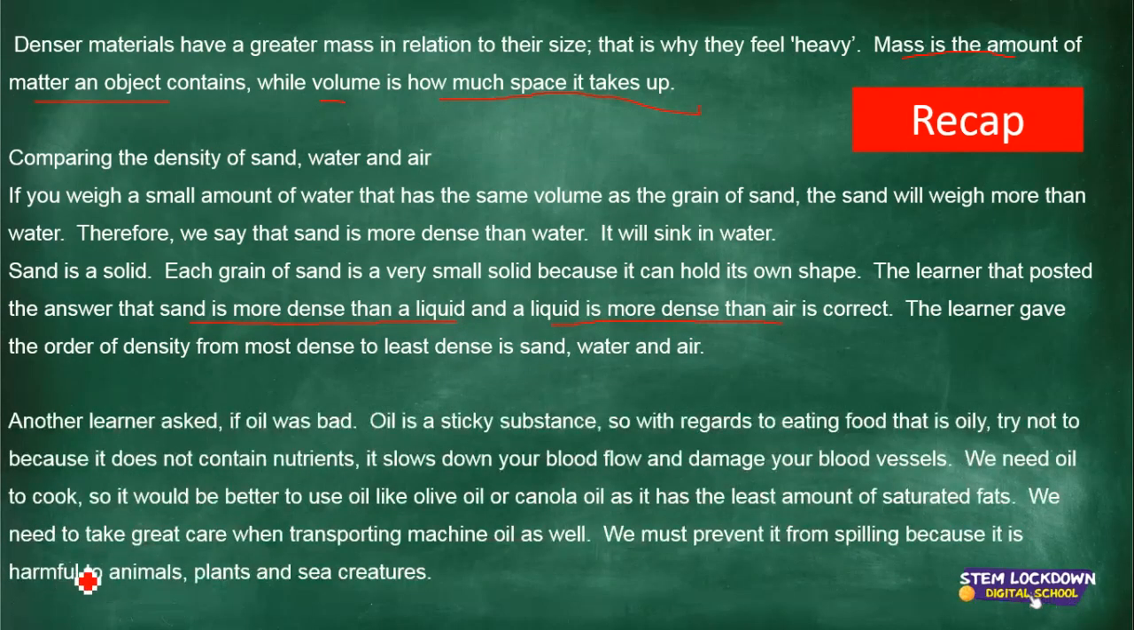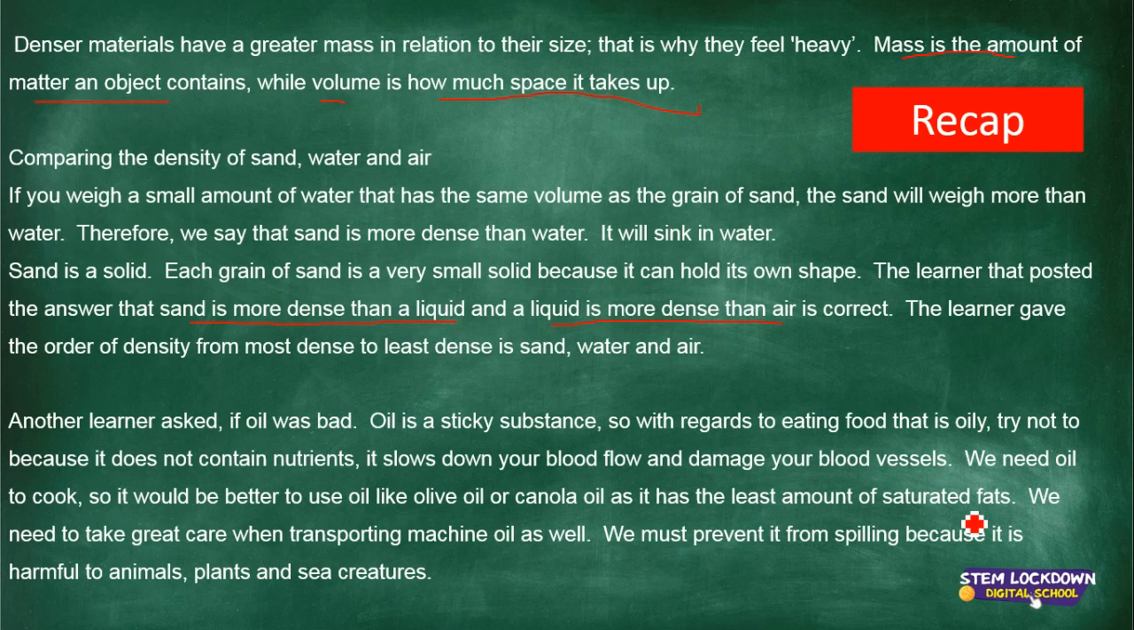Then another learner asked, why is oil bad? Basically, oil is a sticky substance. With regards to eating food that is oily, you need to understand that oil doesn't have any nutrients in it. And because oil is a sticky substance, it slows down your blood flow and it damages your blood vessels. The good oils to cook with are either canola oil or olive oil, because they have the least amount of saturated fats. That means that the fats they have don't clog your arteries.